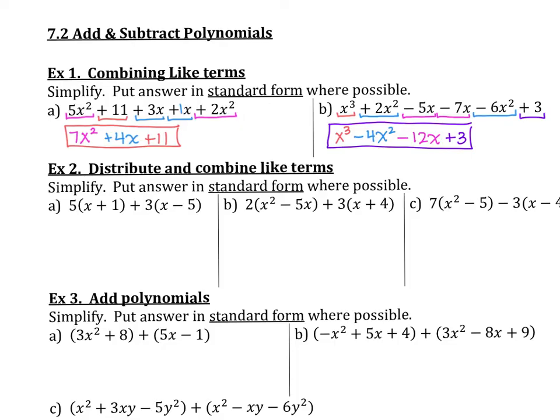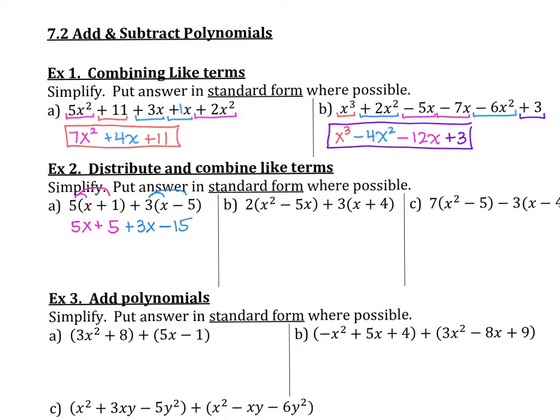Okay, for example 2, I'm going to distribute, and then I'm going to combine the like terms, which we've done before. This just has more exponents to it. Okay, so because I see a number in front of the parentheses, I am going to distribute. So 5 times x is 5x plus 5 times 1, 5. Okay, I see there's more here, so this is positive 3x. 3 times minus 5 is minus 15.